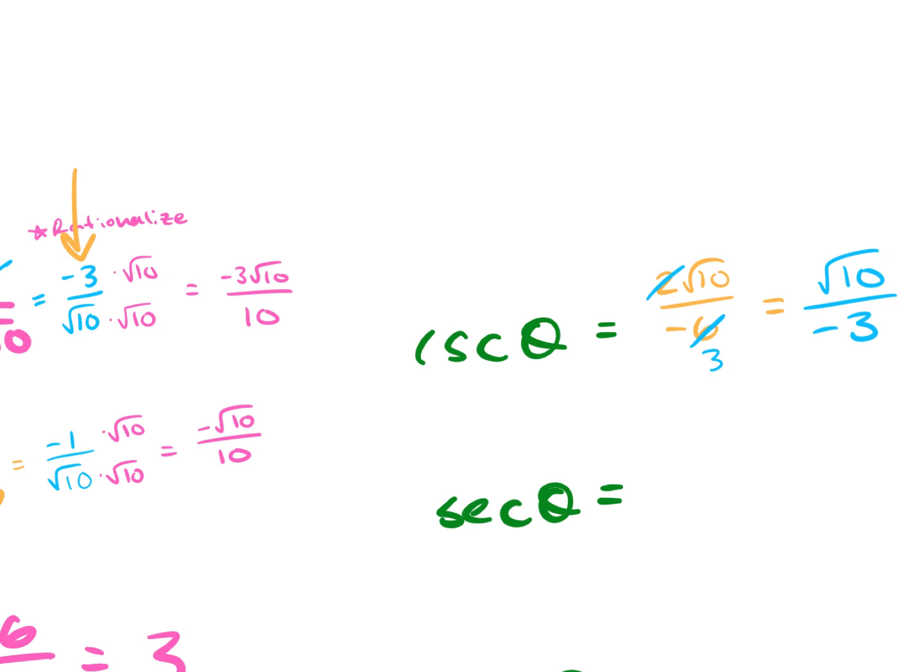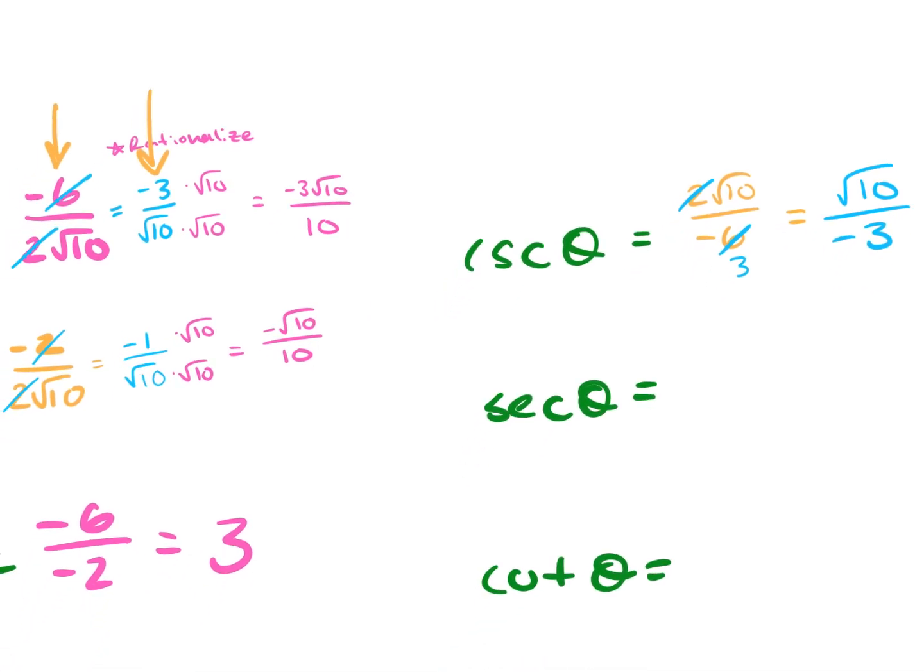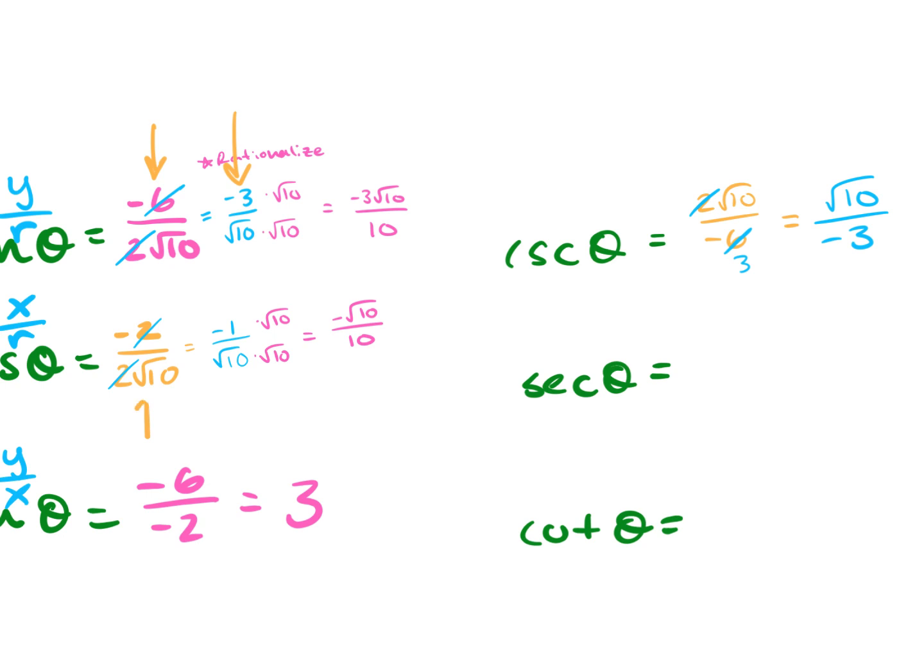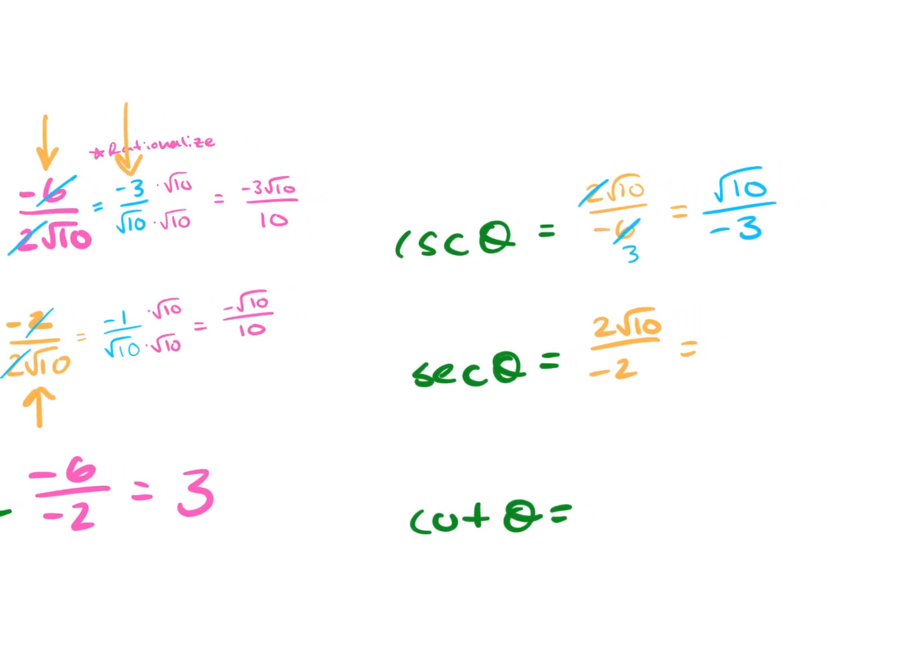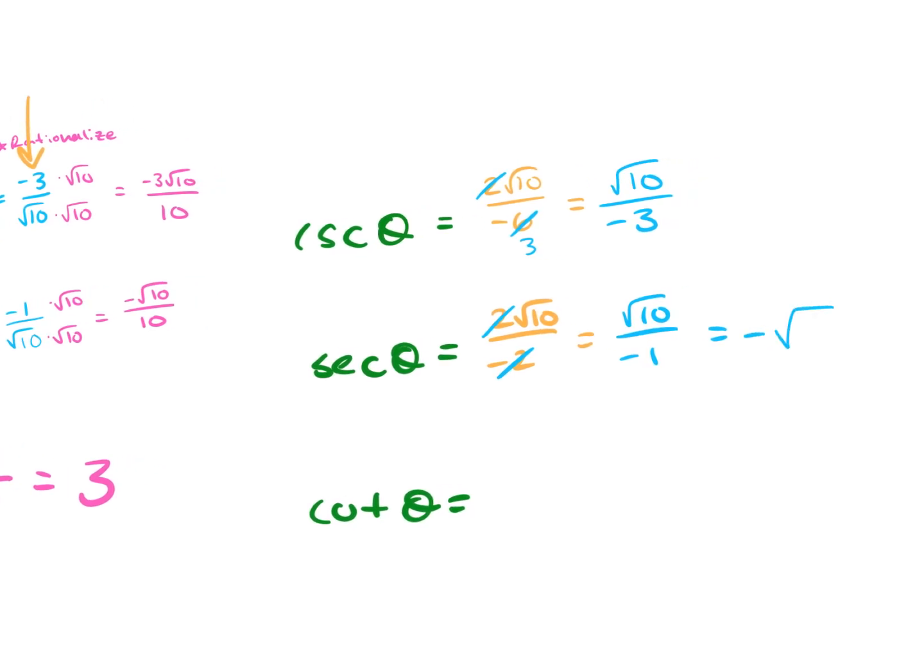Do we have to rationalize this one? No. Square root can be on top. It's not on the bottom. Let's do the same thing for secant. So we're going to flip the original. So it'd be 2 square root 10 over -2. 2 goes into 2 on the top and the bottom. So we're left with square root 10 over -1, which would simplify to what? Awesome, negative square root 10.